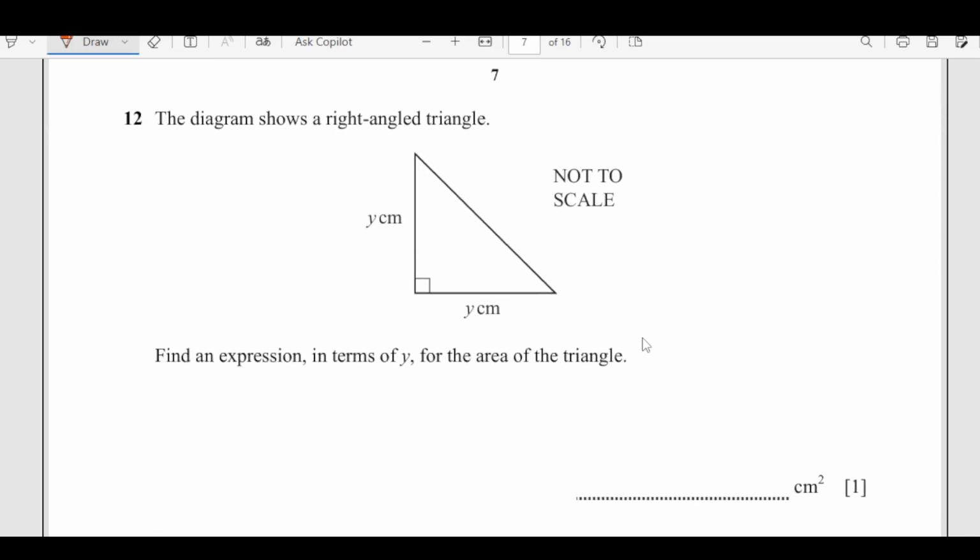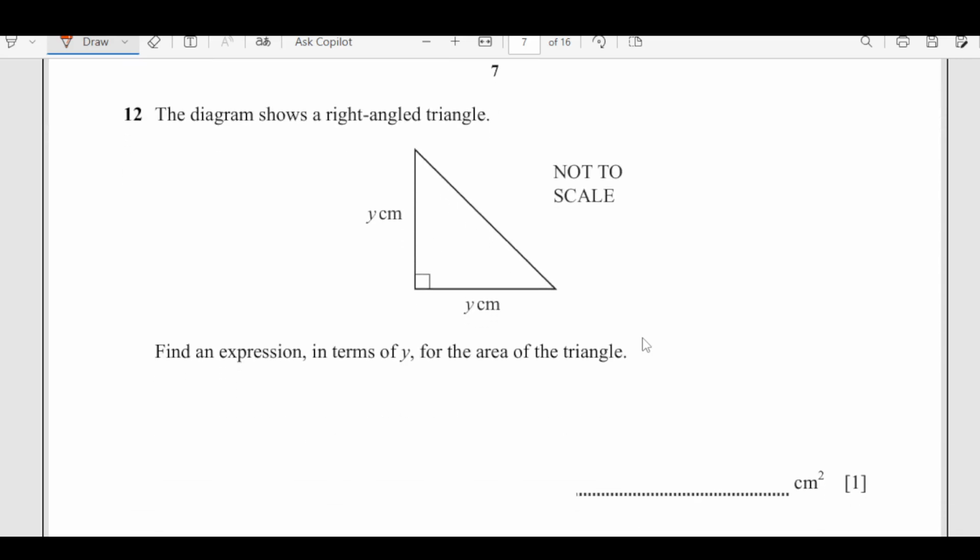Now the next one, the diagram shows a right angled triangle. You see the right angled triangle. Find an expression in terms of y for the area of the triangle. As you know, the area of the triangle, what's the formula? Half times base times height, right? So half, and base is y and height is also y. So y times y is y squared over 2. Very simple question.